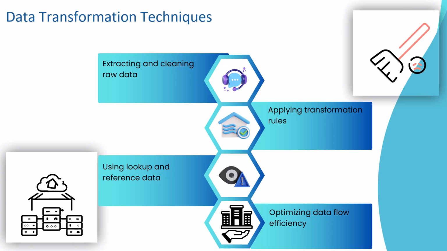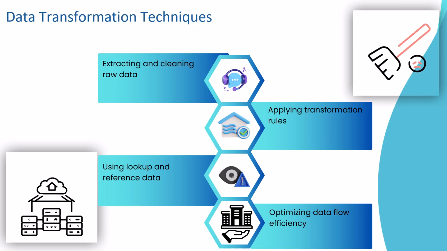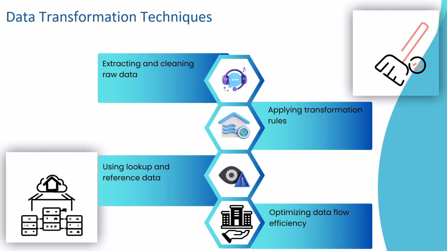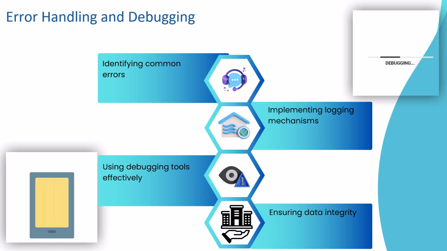Because raw data is like an unpolished diamond, full of potential but rough around the edges. First, we need to clean up the mess, remove duplicates, fix inconsistencies. Then comes the magic, applying transformation rules to make data meaningful. Lookups and reference data help us enrich our results. And finally, we optimize, because no one likes a sluggish data pipeline. A smooth sailing ahead.